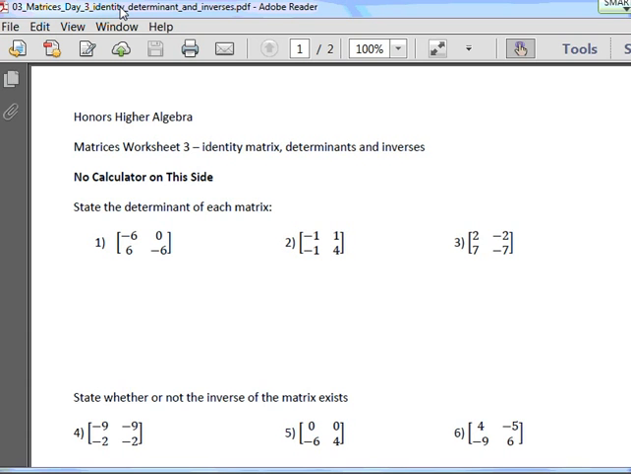A determinant is just, hold on, I got somebody at the door, I'm pausing. Okay, back to math here.